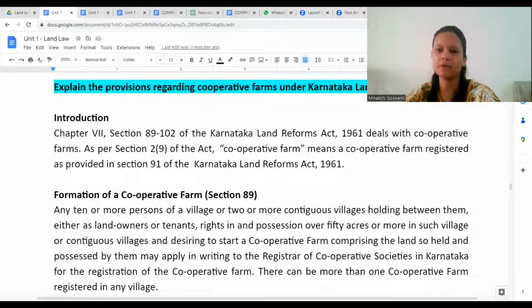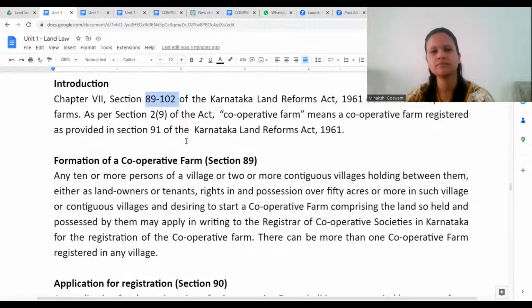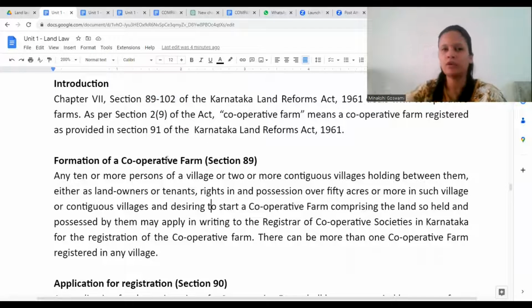It means a cooperative firm registered as provided under section 91 of this legislation. So a firm which is registered as a cooperative firm under this act will be considered as a cooperative firm, and what are the provisions relating to it under this legislation. We have the provisions in sections 89 to 102 of the legislation. So first of all, it talks about formation of a cooperative firm.